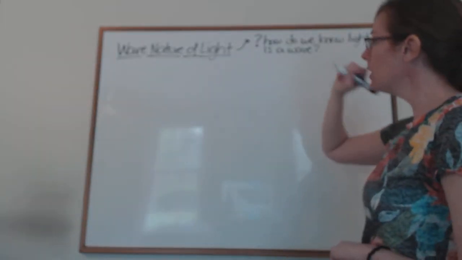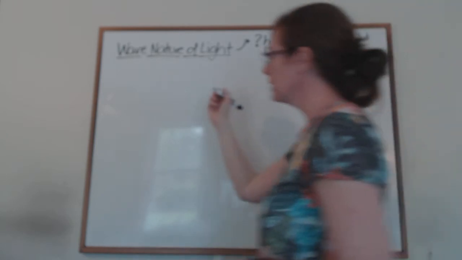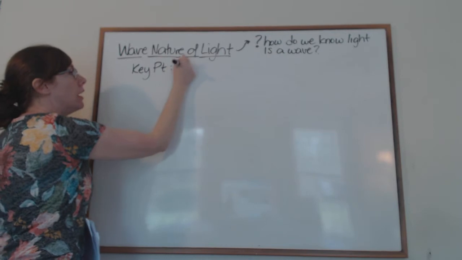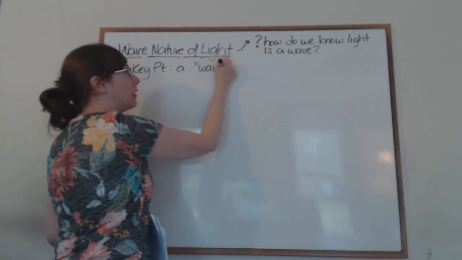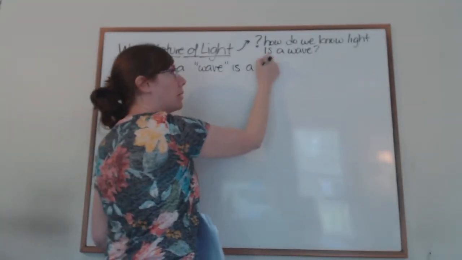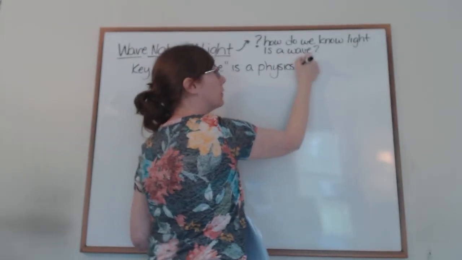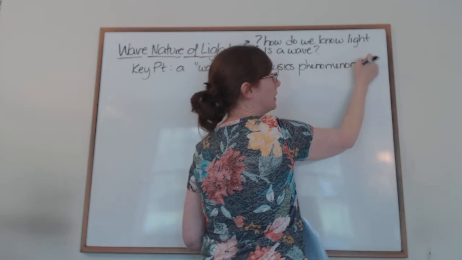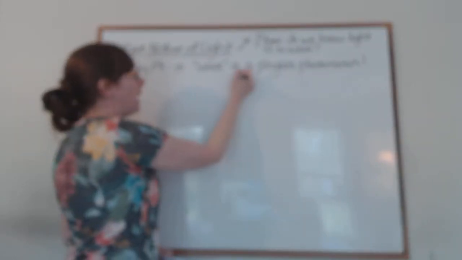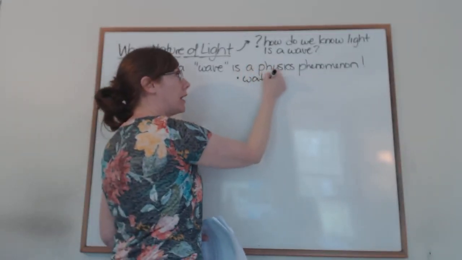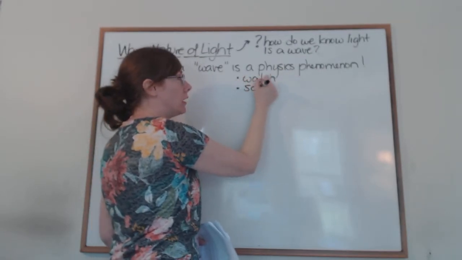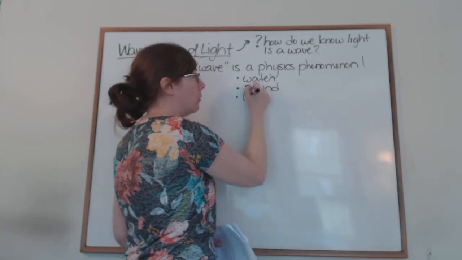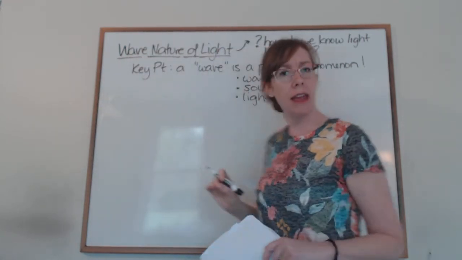Now, here's the key point. What we call a wave is a physics phenomenon. There are lots of types of waves, okay? Water acts as a wave. Sound acts like a wave. And what we're about to learn is that light also acts like a wave. But waves are not unique to light.